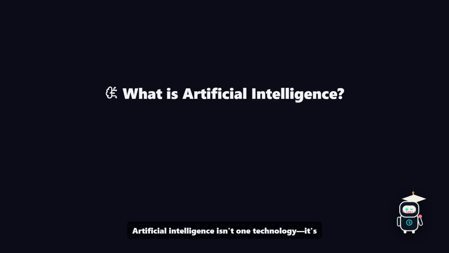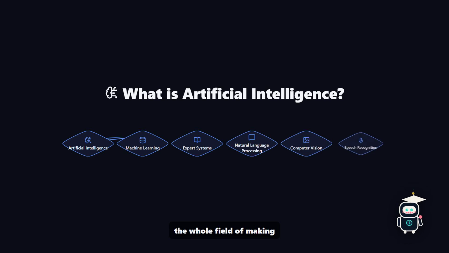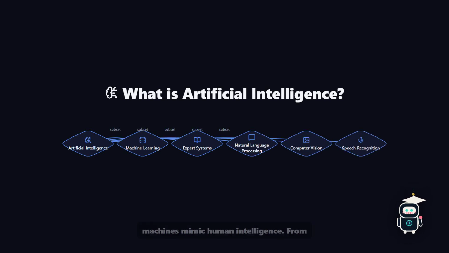Artificial intelligence isn't one technology. It's the whole field of making machines mimic human intelligence. From rule-based chess engines in the 1950s to today's self-driving cars, AI covers many approaches. Machine learning is just one of them, along with expert systems, natural language processing, computer vision, and speech recognition.